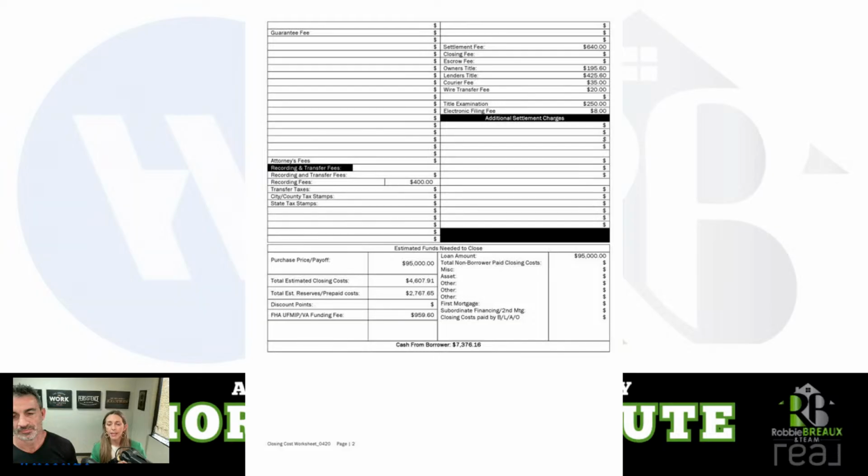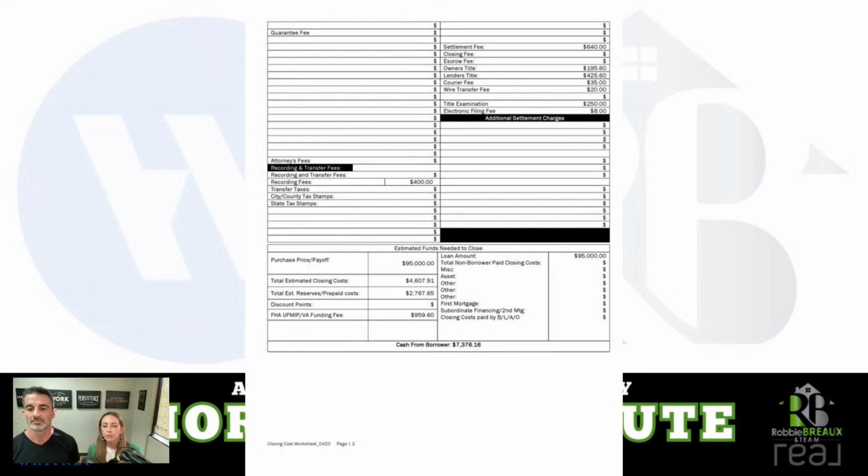Now, if there are issues that are discovered after closing, that's where the owners and lenders title insurance policies come into effect. This could potentially help you if and when there was a defect on title that the title company did not find or came up later. That could help save you a lot of stress and issues. And we won't get into all that. That's a whole other big conversation.